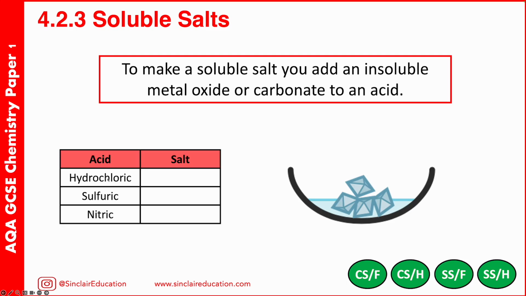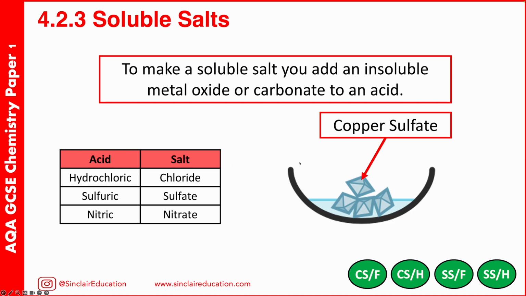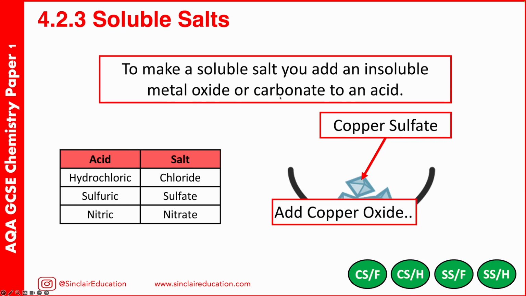If we use a hydrochloric acid, we'll make a chloride salt. If we use sulfuric, we'll make a sulfate. And if we use nitric acid, we'll make a nitrate. So for example, if I want to make copper sulfate, I could either use copper oxide or copper carbonate. So in this one, I'll use copper oxide, and my acid, I'll have to use sulfuric acid.